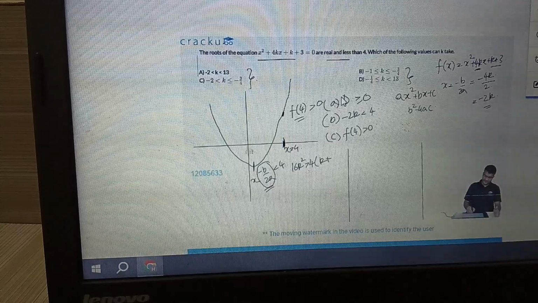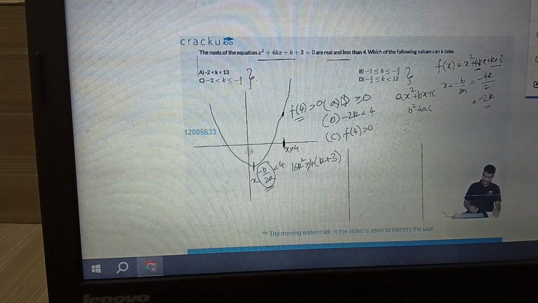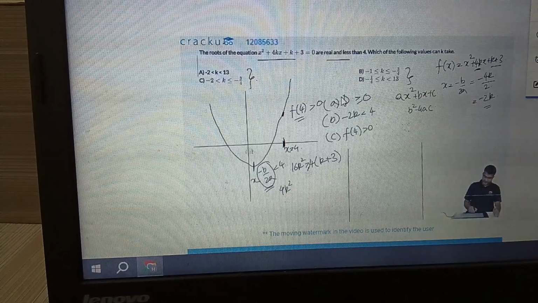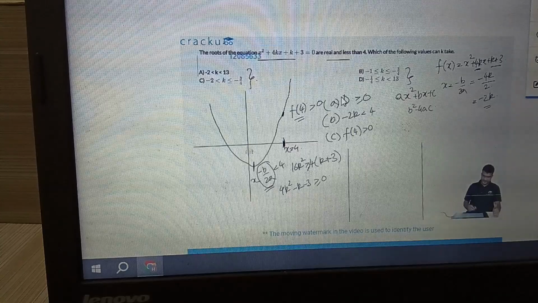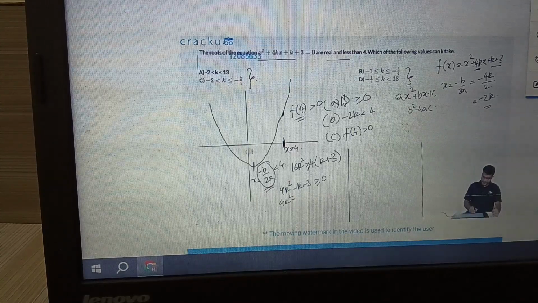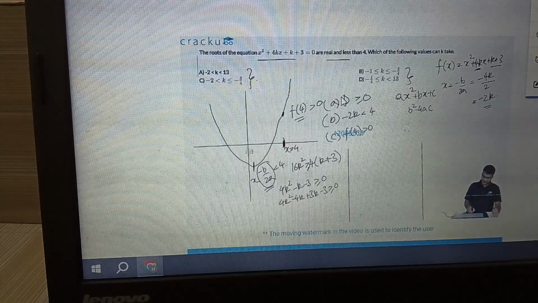So 16k square has to be greater than or equal to 4 into k plus 3, or 4k square minus k minus 3 is greater than or equal to 0. If you simplify this, you are going to get 4k square minus 4k plus 3k minus 3 to be greater than or equal to 0.